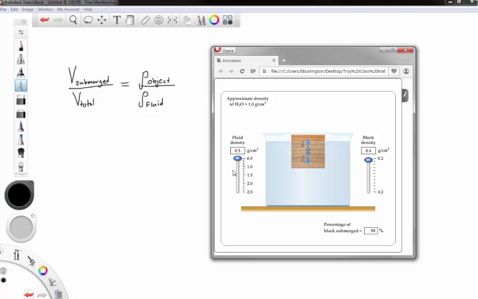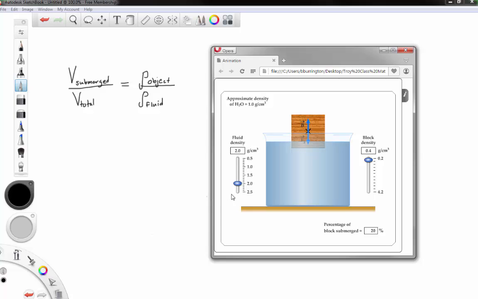So let's say that I increase the fluid density. Maybe I make it as dense as water. If that's the case, then we should see 40% being submerged. And sure enough, 40% is submerged. If I increase the density to twice water, we should see 20% submerged.